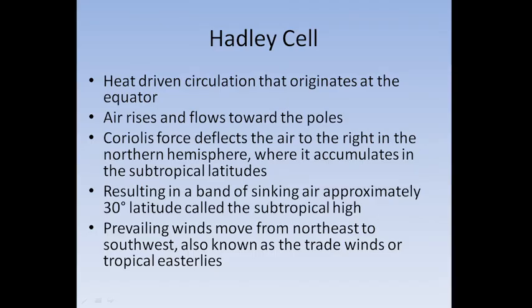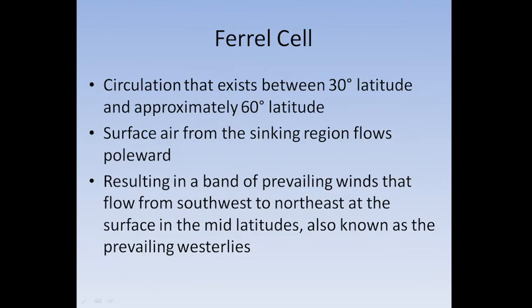Okay. Ferrel Cell circulation that exists between 30 latitude and approximately 60 latitude. Surface air from the sinking region flows poleward, resulting in a band of prevailing winds that flow from southwest to northeast at the surface, and in the mid latitudes, also known as the prevailing westerlies.